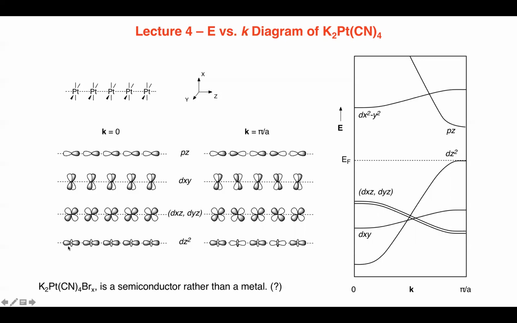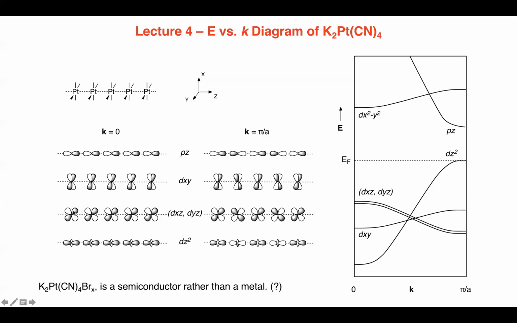You can see dz squared for k equals 0. This is k equals 0. Its solution is just the sum of all of the dz squared orbital basis functions without changing their sign. Okay, so dz squared is a symmetric function, and that means that each one of the interactions for k equals 0 is a bonding interaction. And for pi over a, of course, we change the sign. The first one is plus, the second one is minus, then plus, then minus, then plus. And so you can see that pi over a is a sigma star.